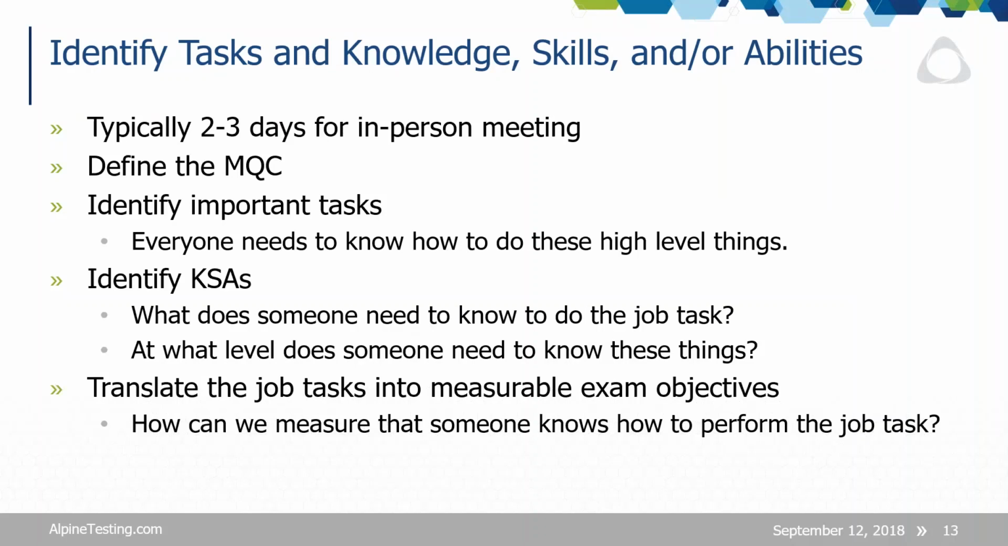If we think back to the process, just giving a few more details about what happens in an actual job task analysis meeting. If, for example, we're doing an in-person meeting, it would typically be 2 to 3 days for a standard job task analysis or task inventory for that particular method of doing a job analysis.